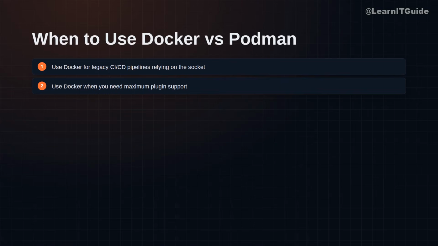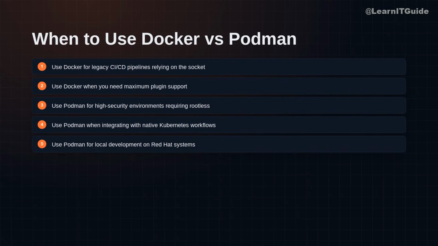So when should you choose one over the other? Use Docker if your existing pipelines are heavily dependent on the Docker socket or specific Jenkins plugins. Use Podman if you are building secure, rootless infrastructure or if your end goal is native Kubernetes integration. Podman is the natural choice for Red Hat Linux environments.